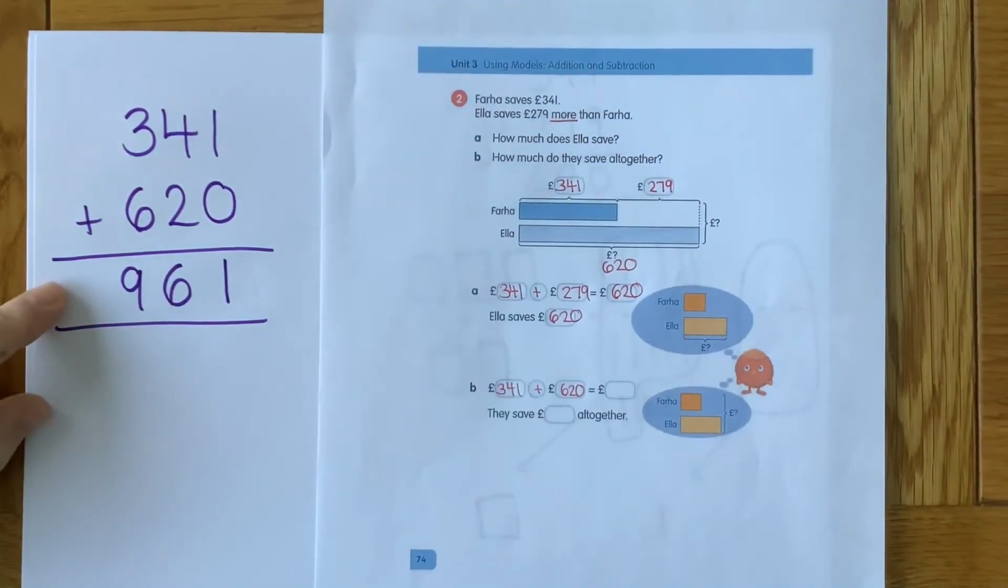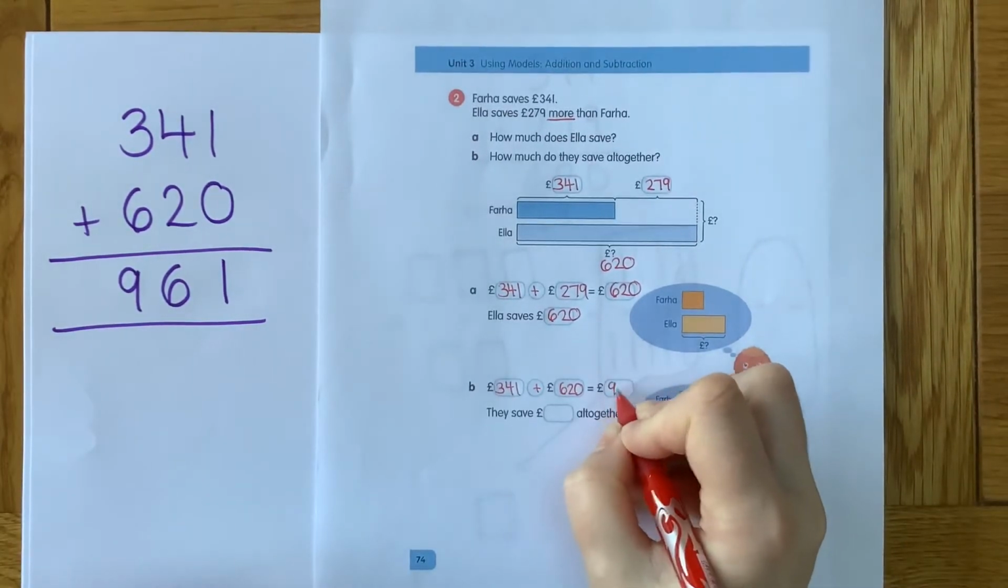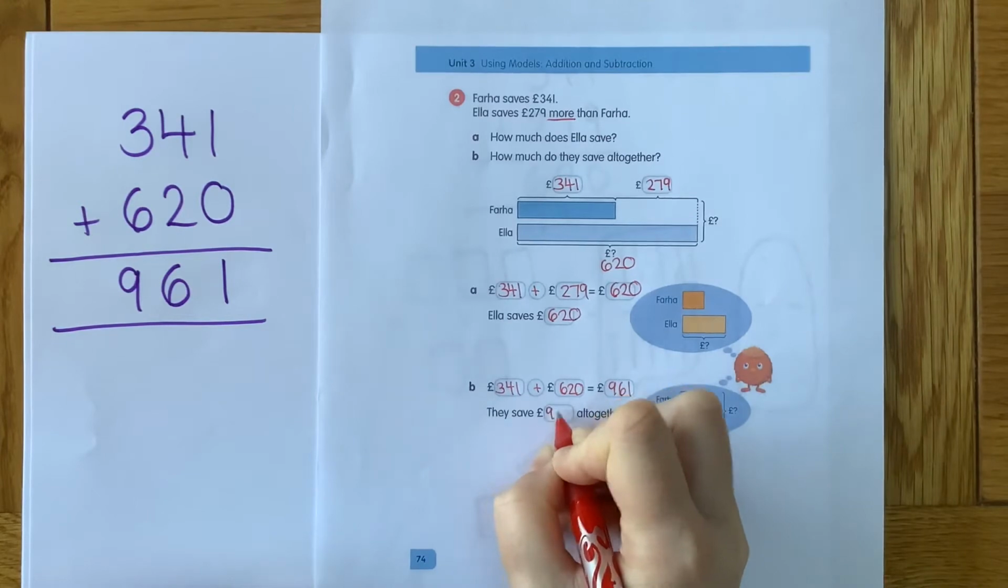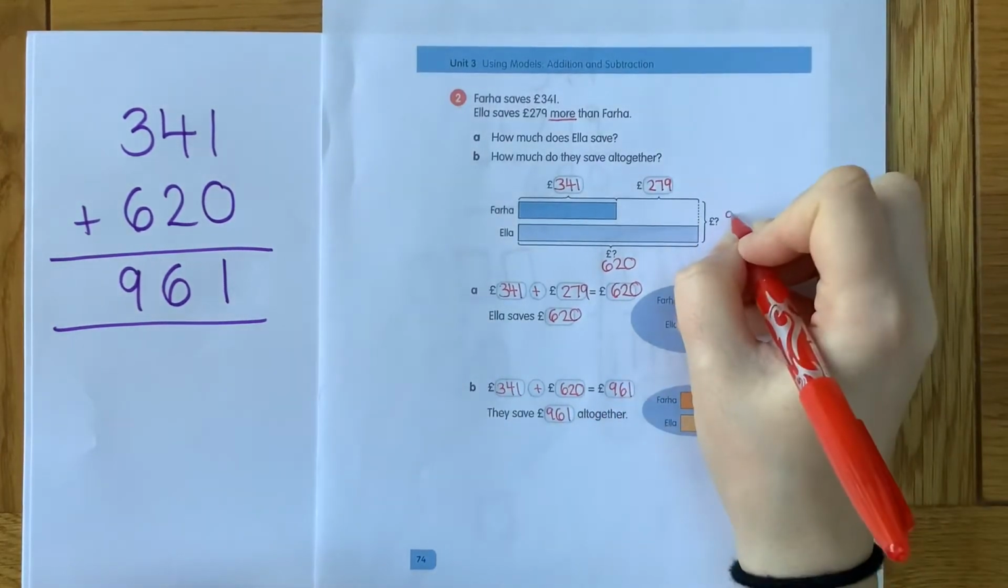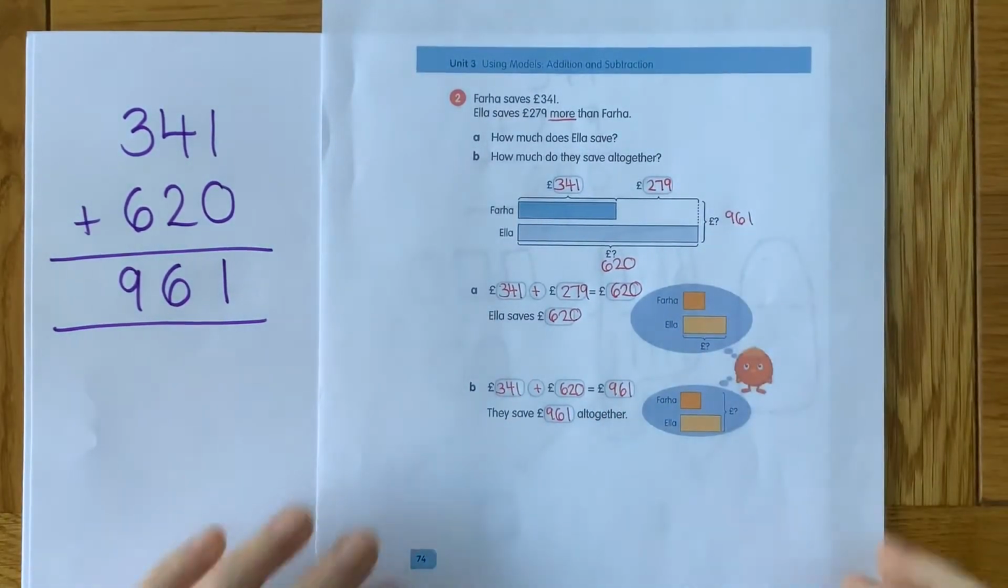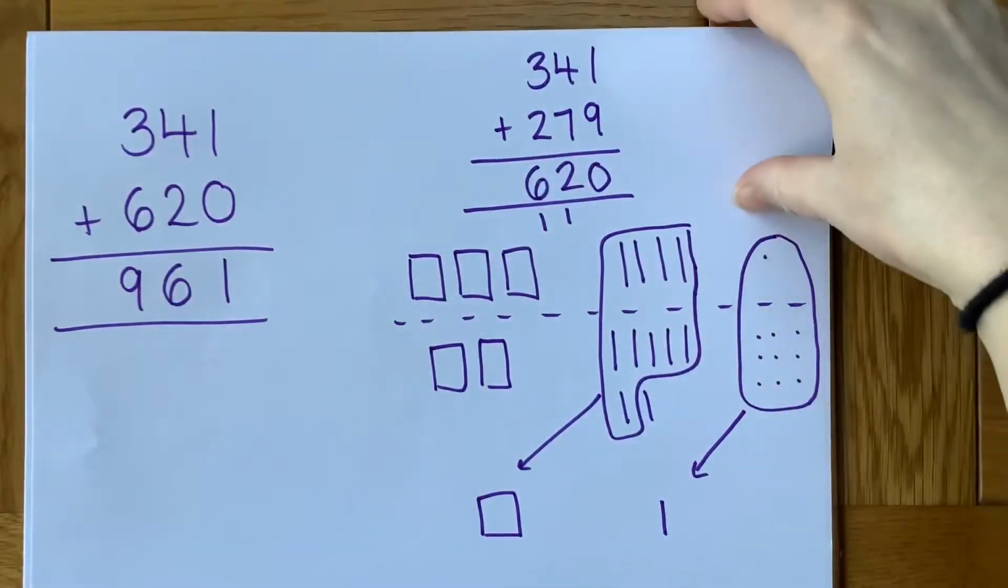Here's my calculation. I used just the abstract written method today, and I worked out that the answer was £961. So I hope you did too, which means they saved £961 altogether. And that's our problem solved. Okay, let's have a look at another one.